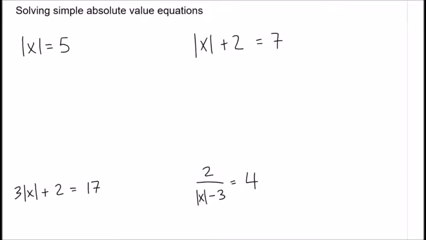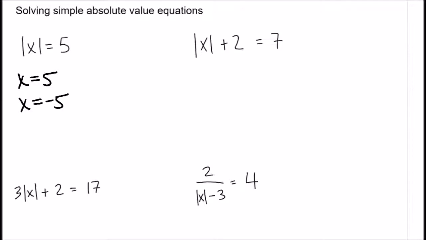Okay, so we're going to start with the most basic of absolute value equations. Absolute value of x equals 5. What kind of x would make this equation true? 5 for sure, right? Is there anything else? Yes, negative 5.